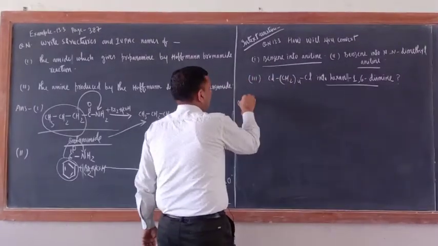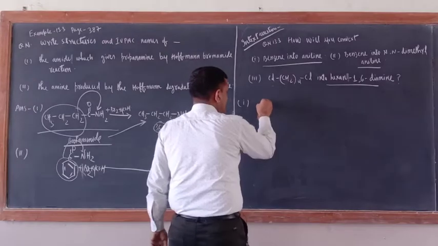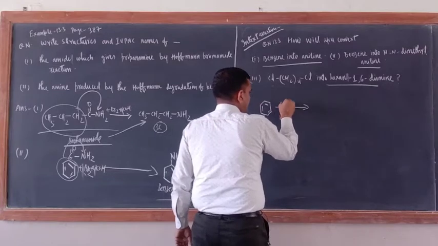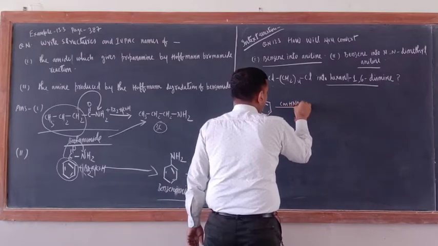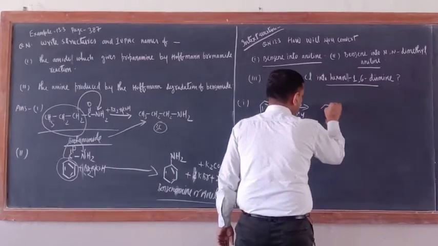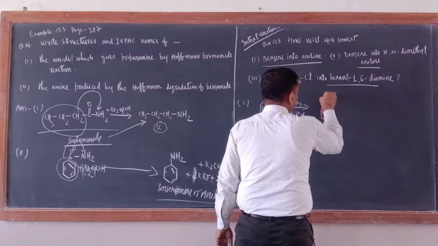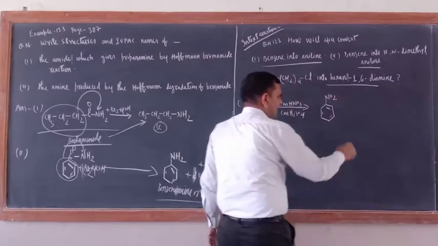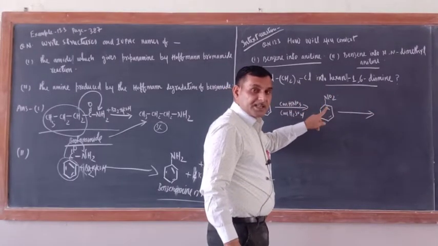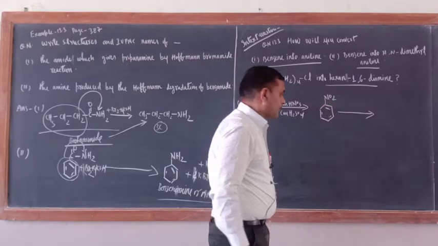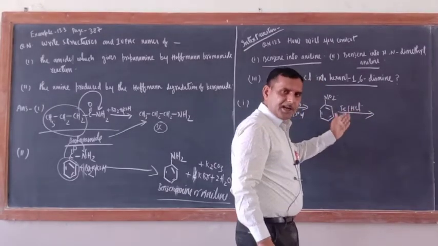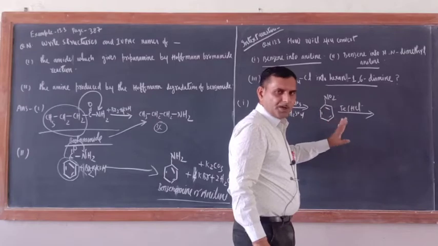So the first one, benzene into aniline. This is benzene. Subject it to nitration with concentrated HNO3 and concentrated H2SO4. So this is the nitrating mixture. Now the NO2 group will be introduced. And now we know that if a nitro group is subjected to reduction, the product is the NH2 group. So here you take Fe/HCl. You can take nickel palladium H2 also, no problem, but this would be better.